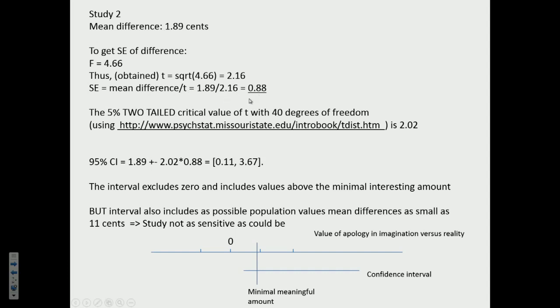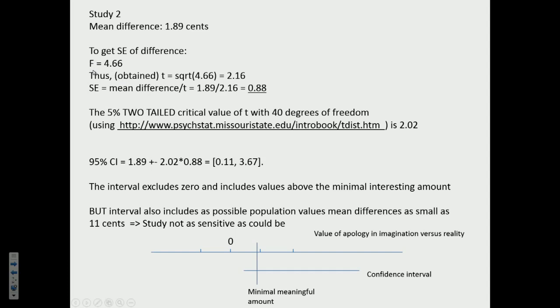Now, the next thing you need to know to do a confidence interval is the critical value of t, the two-tailed. Remember, two-tailed: to get a confidence interval, it's a two-tailed critical value at the 5% level. You need to type in the degrees of freedom, and that will be written after the t. So if they have an F, it will be F brackets 1, 40.